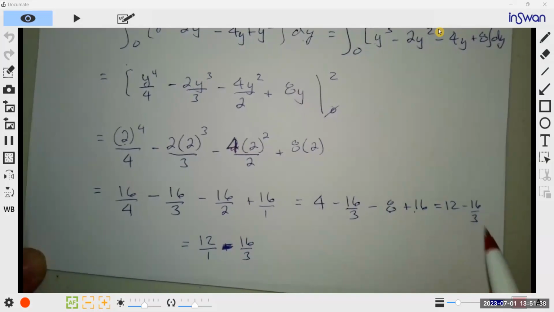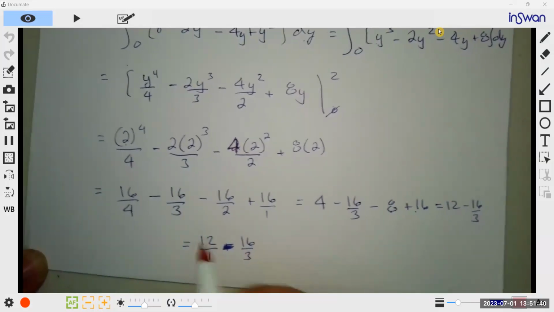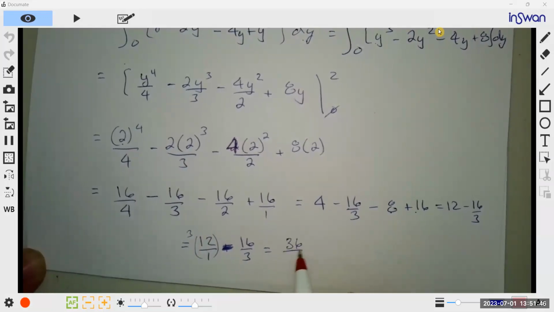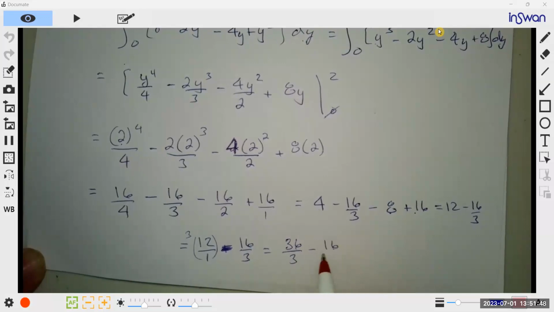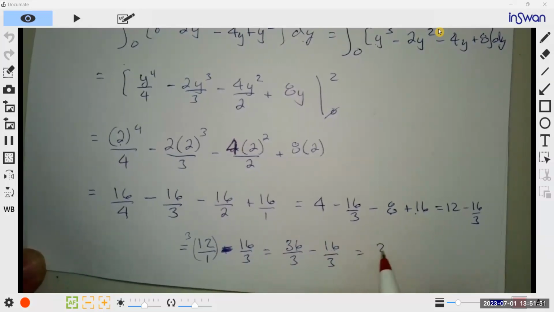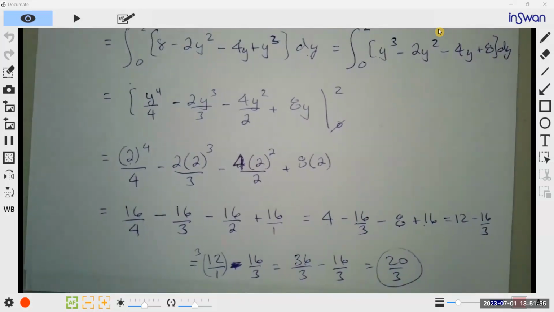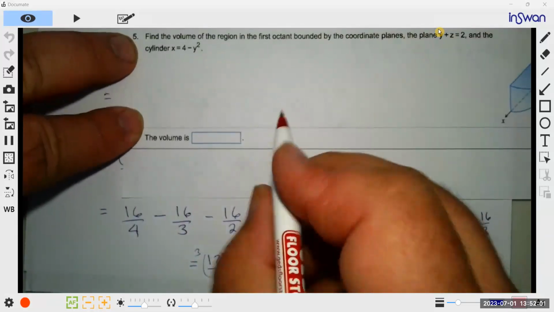So we have 12 minus 16 over 3. Get a common denominator, which is 3. 36 over 3 minus 16 over 3 is 20 over 3. So that answer goes there.